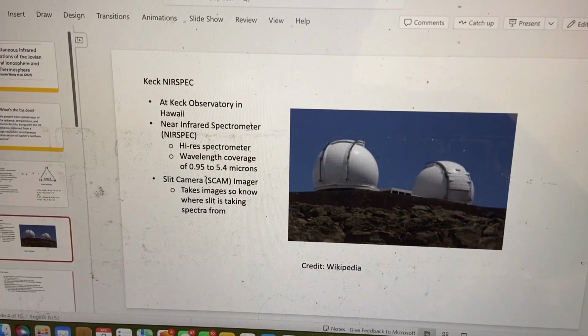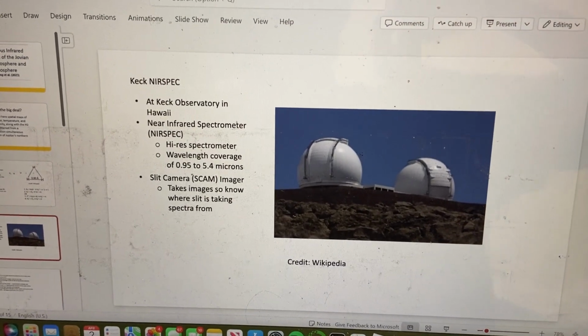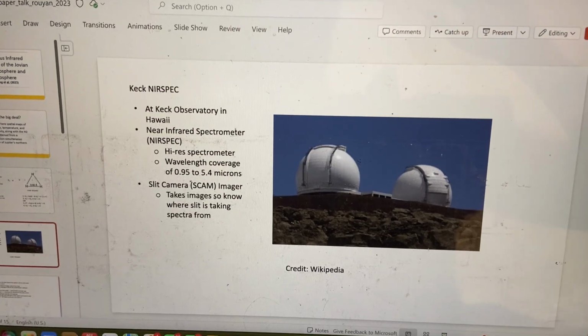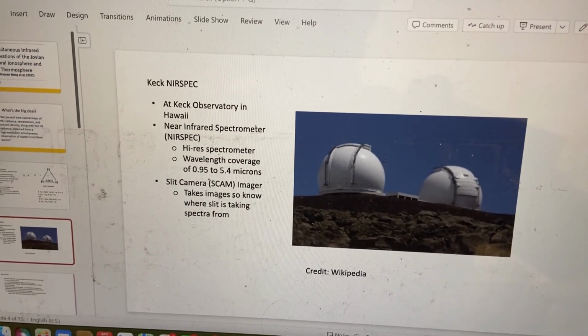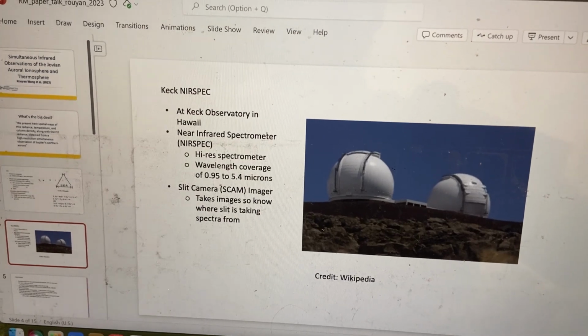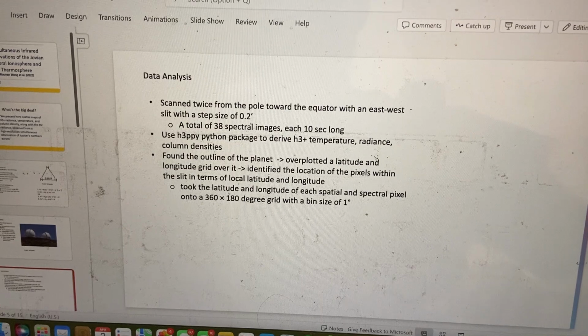This is the instrument that they used. They used this spectrometer, which basically measures spectra, in Hawaii. So I'm trying to go there. I'm trying to use some Keck instruments. That's what I want to do. Here's how they did it.